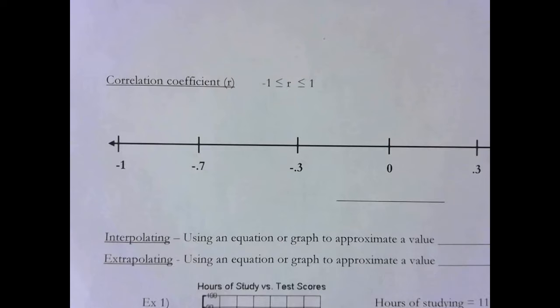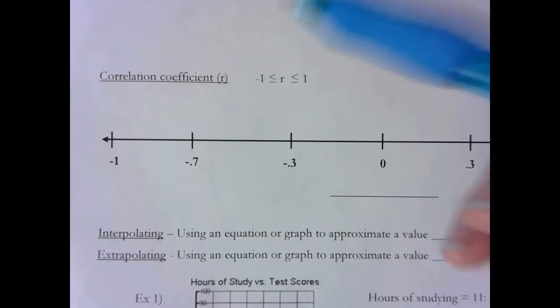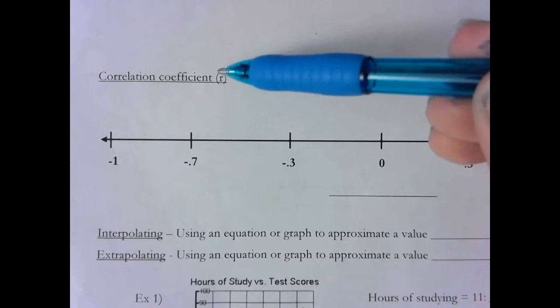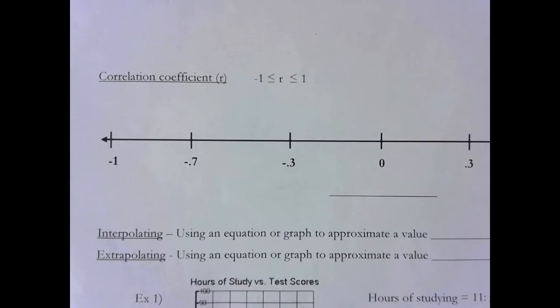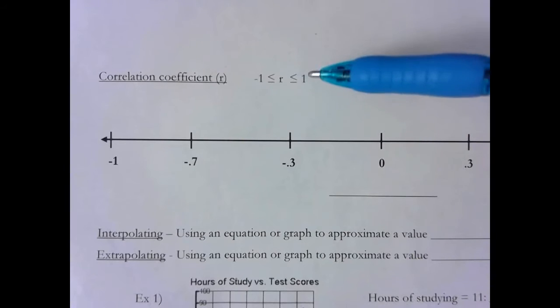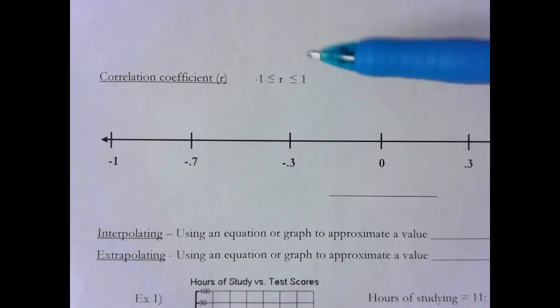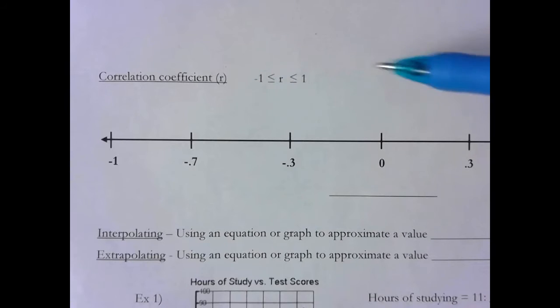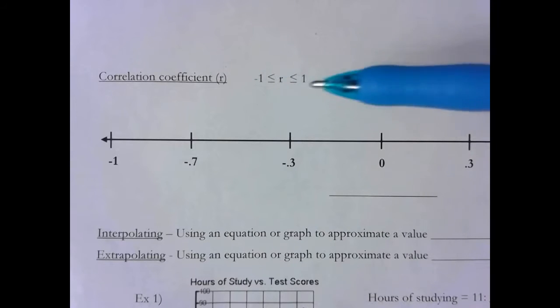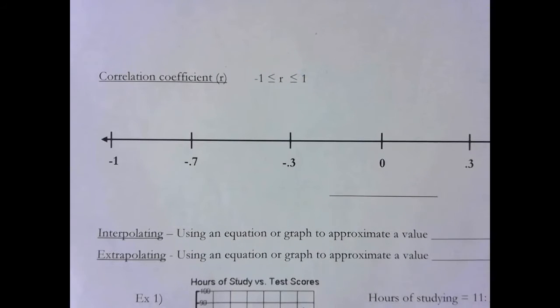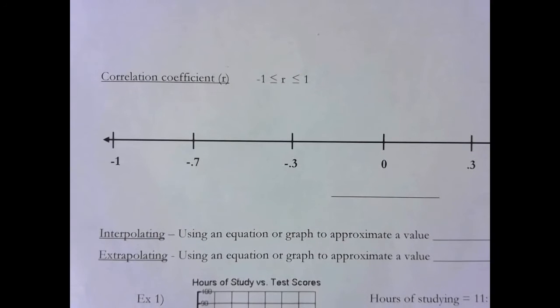Okay, so we've been talking about correlation. Now, sometimes you'll be told that the correlation coefficient, and we use R to represent the correlation coefficient, has to be between -1 and 1. It can be equal to -1. It can be equal to 1. But it can't be below -1. It can't be above +1. And that R is going to tell me, without even looking at the graph, if we have a strong or weak correlation and if it's positive or negative.